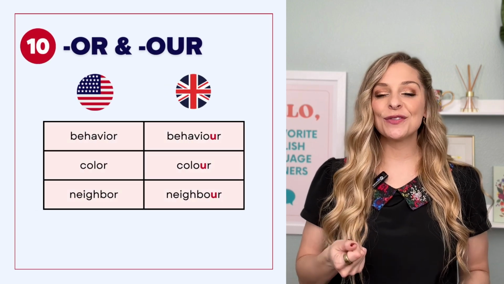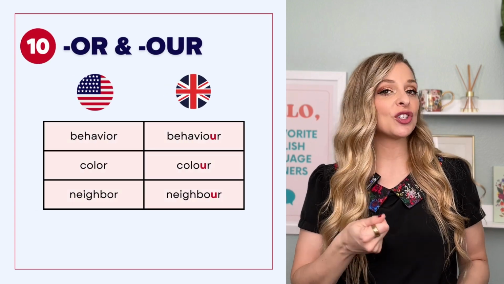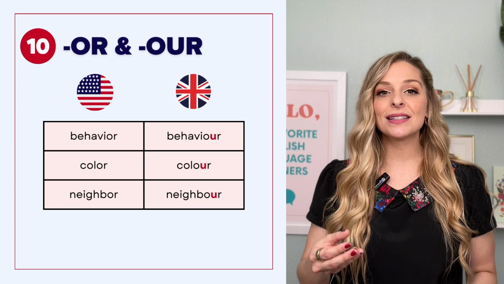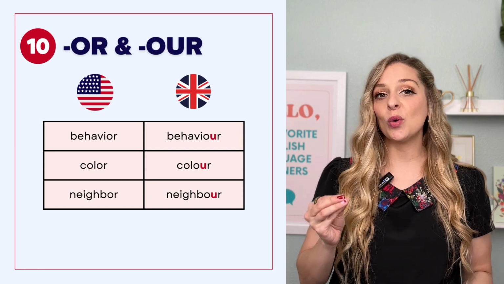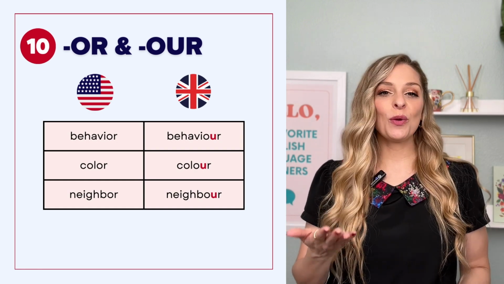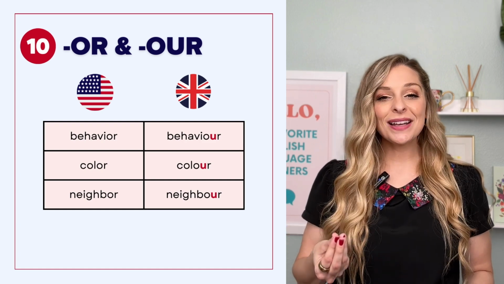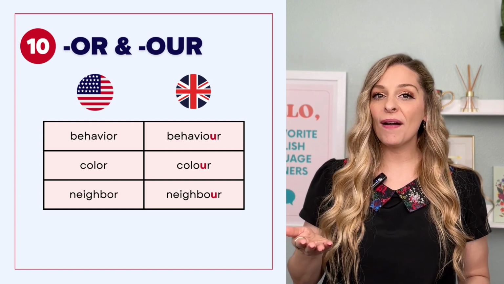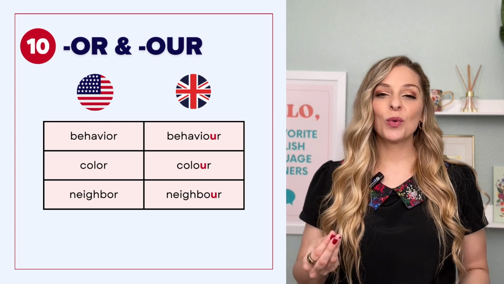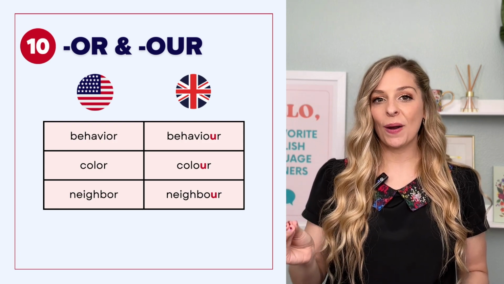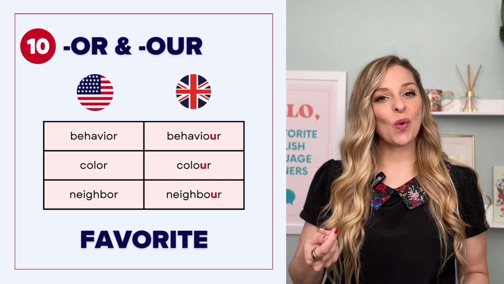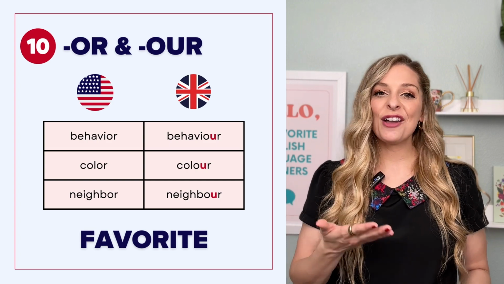Okay, and our last difference between American and British English spelling is in the endings of OR and OUR. For example, in words like behavior, color, and neighbor. In the US, we simply spell it with an OR, whereas in the UK, the words will end with OUR. And once again, this is why I spell favorite, favorite.